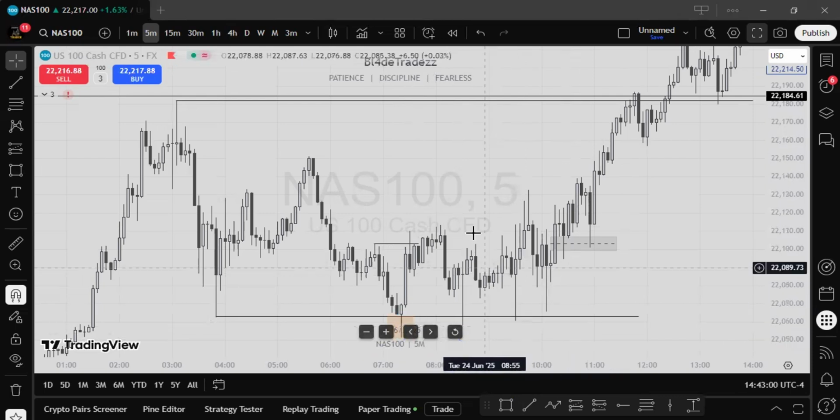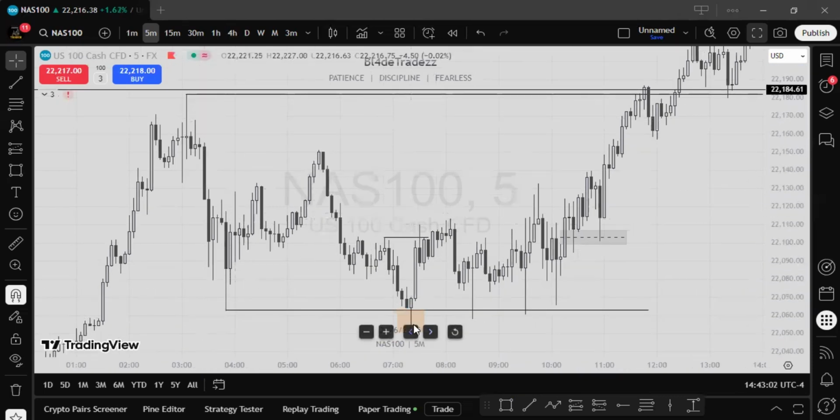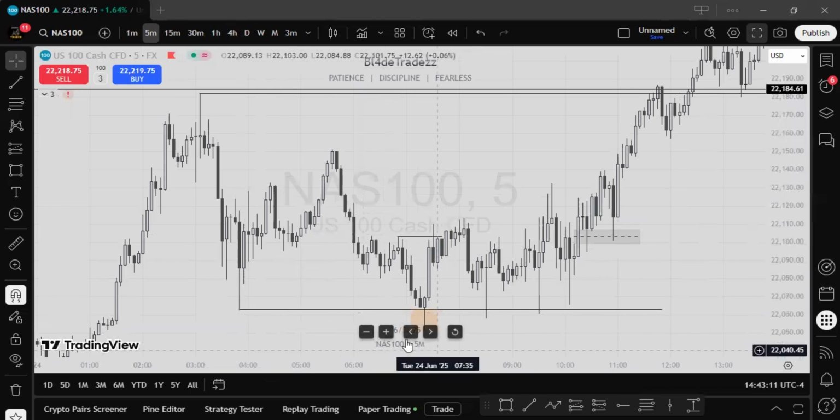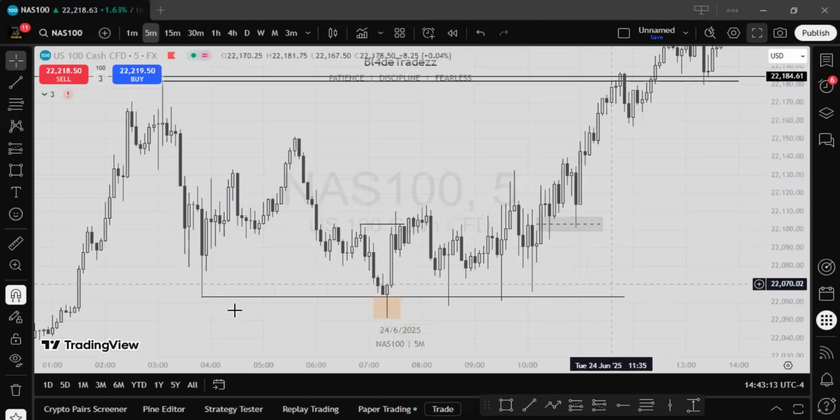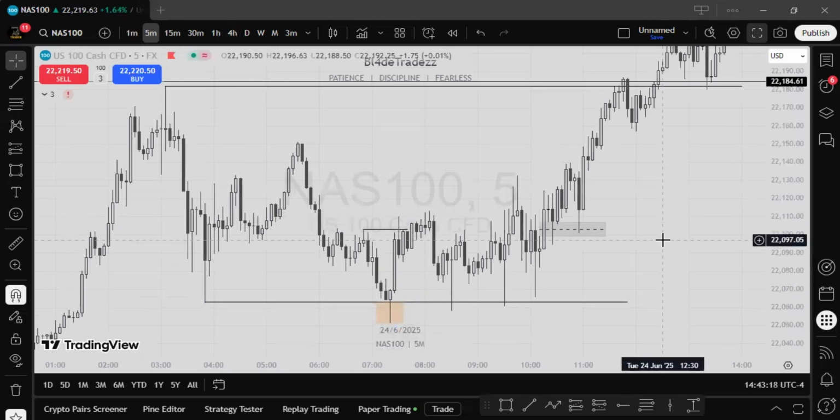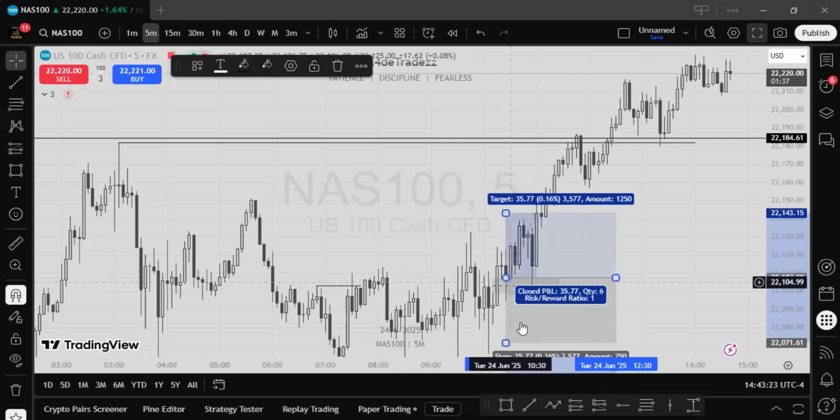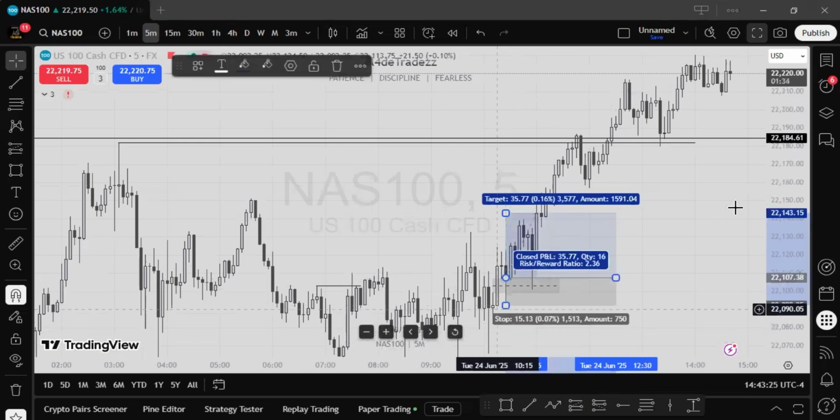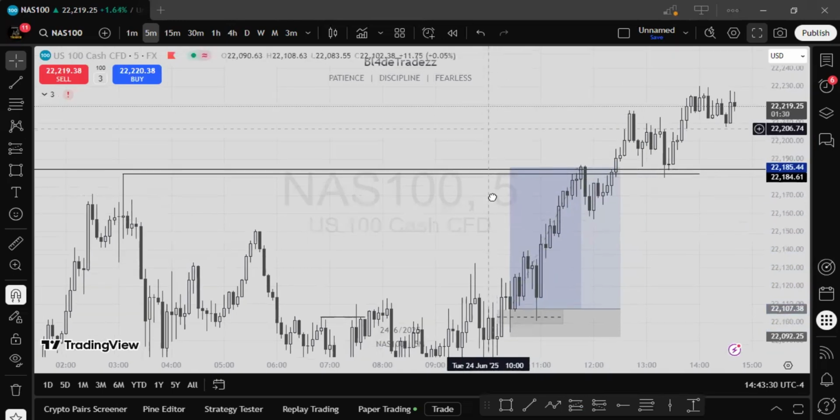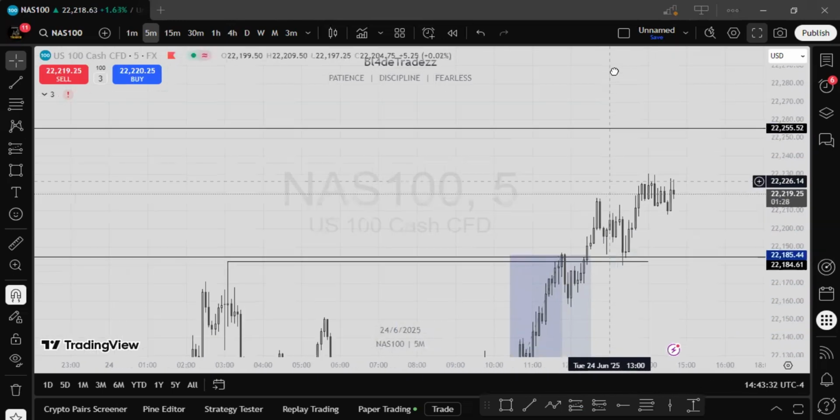So you're gonna look for your range, your manipulation, and then you're gonna find your entry after the New York session though. And then we have an SMT here. We also swept this low, you can call it either one. And then you would have gotten your entry here, and you have your stop below that low, and you target these highs here. Or you could have also targeted this one here.